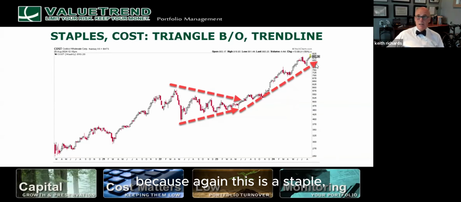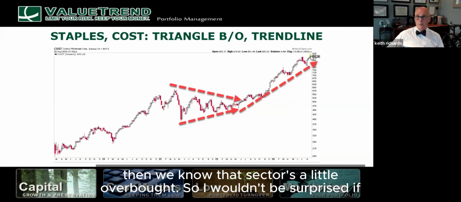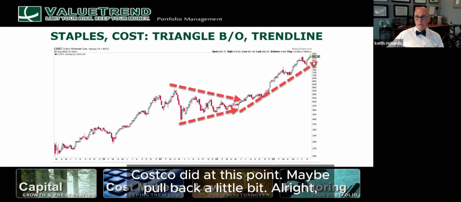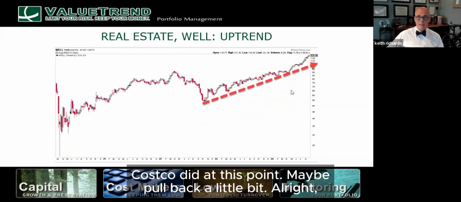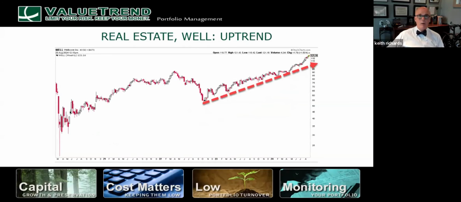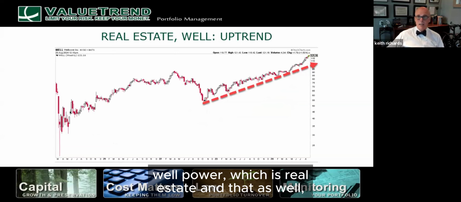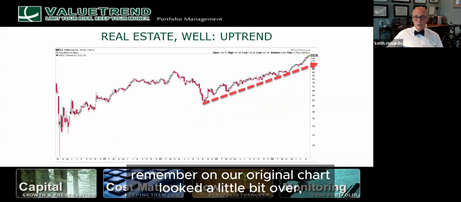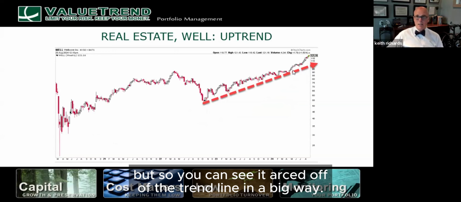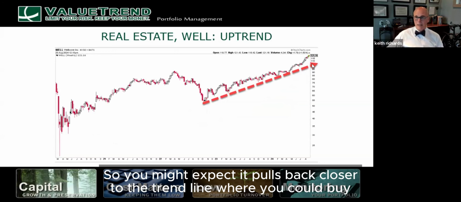Now, because again, this is a staple, then we know that sector is a little overbought. So I wouldn't be surprised if Costco did at this point maybe pull back a little bit. All right. Wellpower, which is real estate. And that as well, remember on our original chart, looked a little bit overbought. So you can see it arced off of the trend line in a big way. So you might expect it pulls back closer to the trend line where you could buy it.